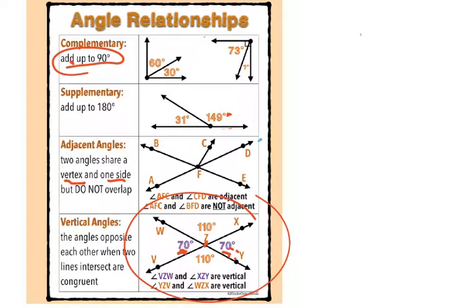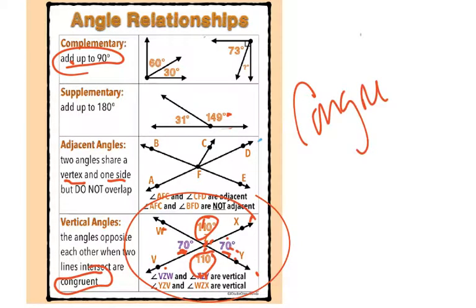Also, these two angles here, VZY and WZX, are also vertical angles. So they're each 110 degrees. They're opposite of each other. They have that vertex point, and they are formed when the two lines intersect. That word congruent means they have the same measurement. So angles that are congruent have the same measurement.